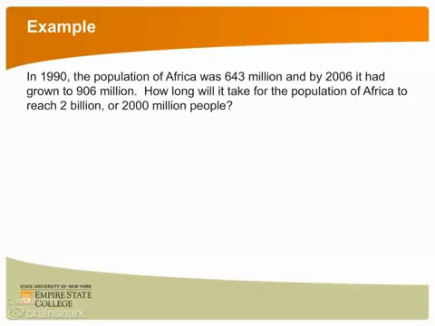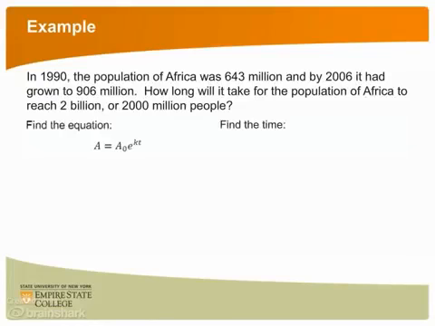Suppose we consider the population of Africa. In the year 1990, the population of Africa was 643 million. By the year 2006, the population had grown to 906 million. This begs the question, how long until the population of Africa reaches 2 billion people? Because our populations are given in millions of people, we can think of 2 billion as 2,000 millions.